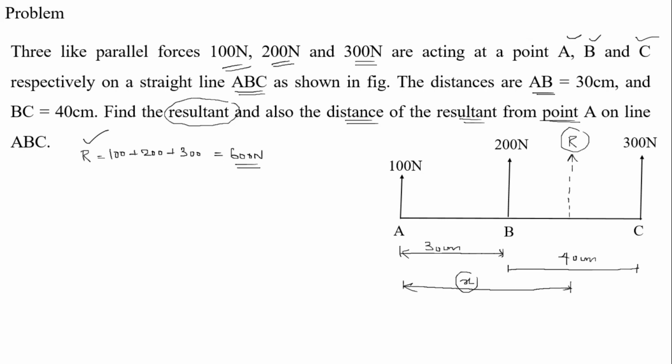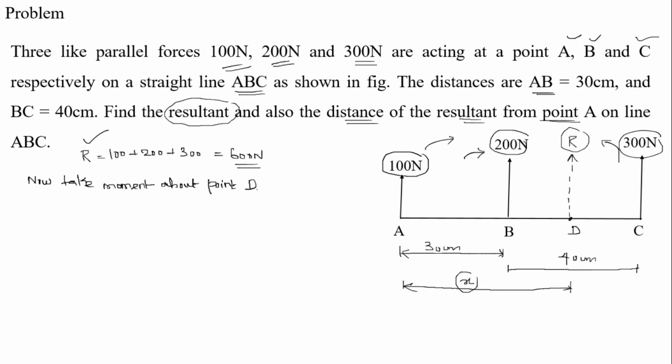Now, take moment about, say, this point which is D. So A, B, C, D. Now take moment about point D. According to this point, the 100 Newton and 200 Newton are acting in the clockwise direction, and this 300 Newton is acting in the opposite direction, that is, the counterclockwise direction.